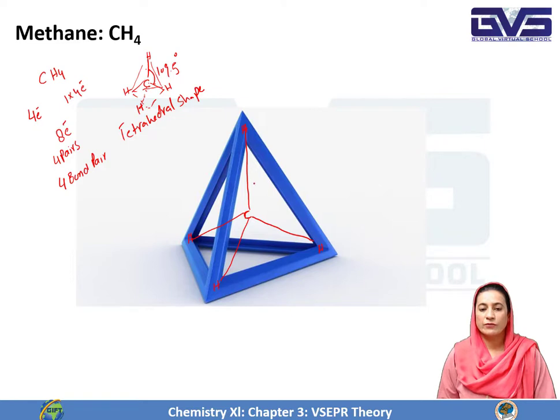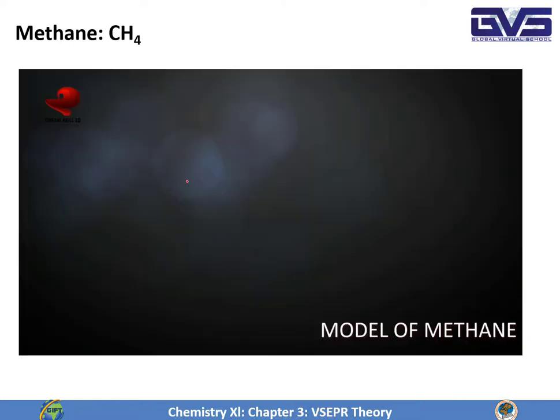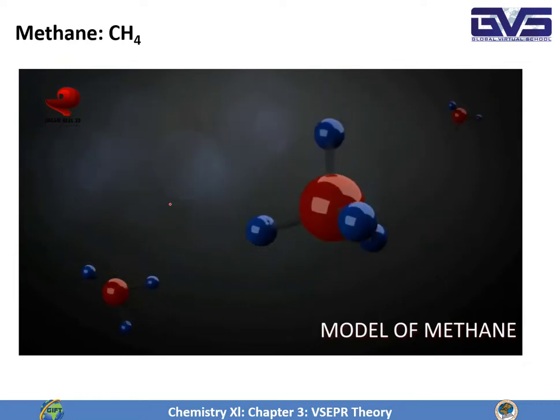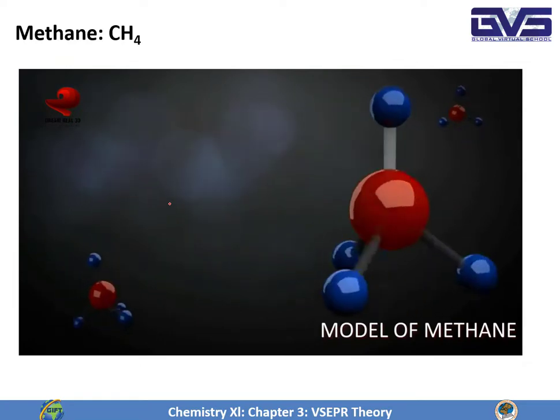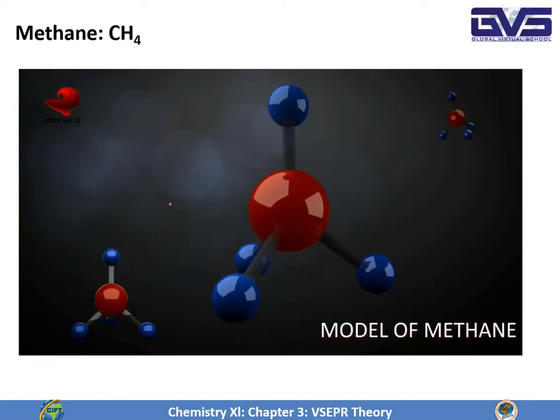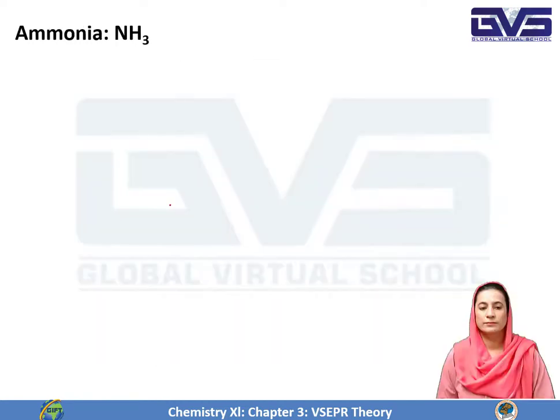It has 4 faces. First the front face, this side face 2, and back face 3, and this lower face 4. So this is called a tetrahedron. Hopefully it is clear for you. So hopefully the tetrahedral shape of methane will be clear.